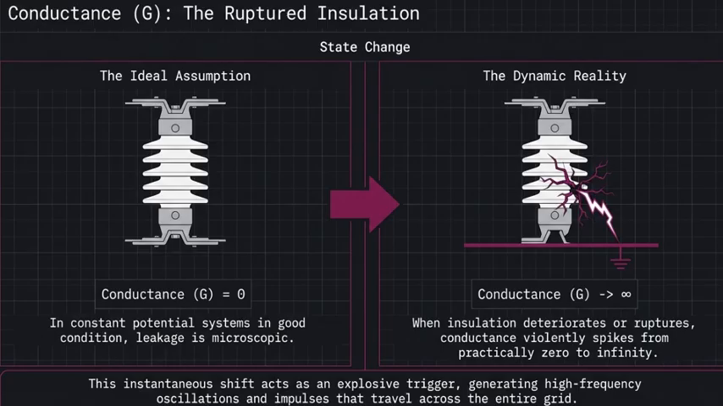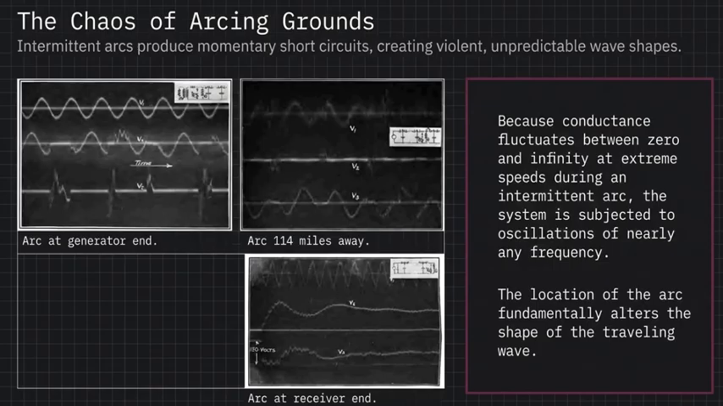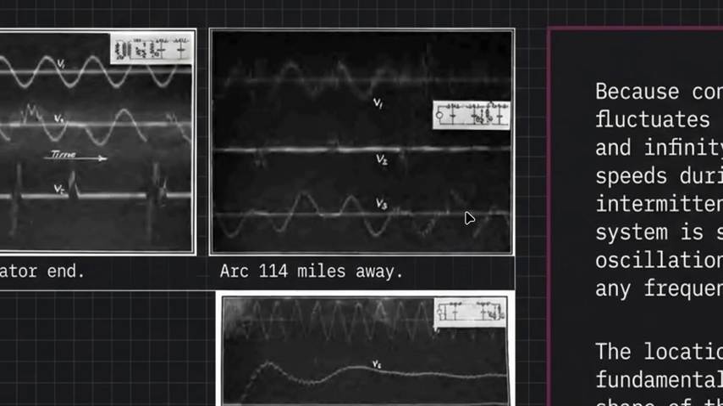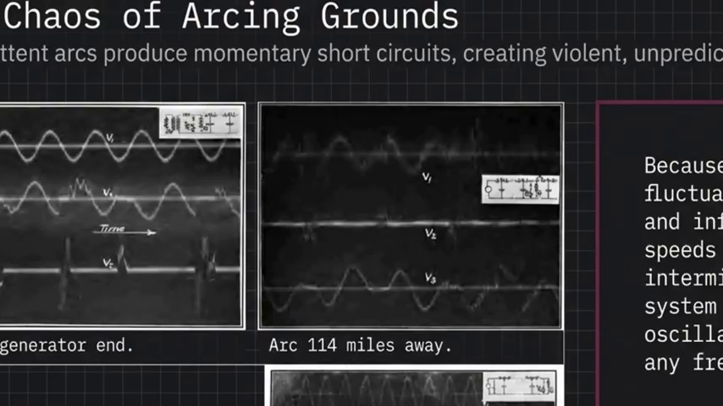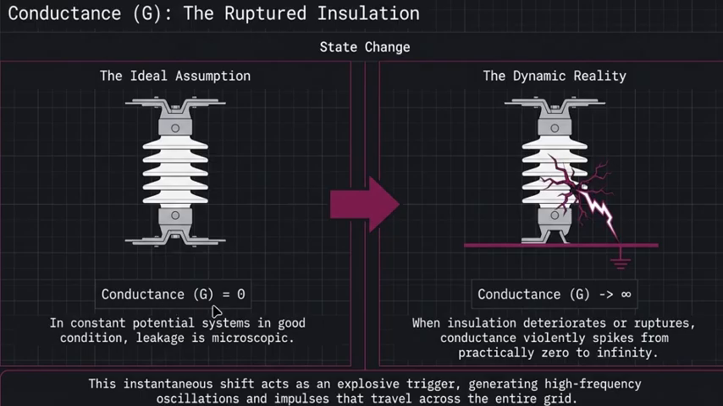These momentary short circuits are prolific sources of electrical transients. Yeah, they give rise to violent oscillations that produce high-frequency waves. It is exactly like dropping a massive boulder into a calm pond. The ripples just violently crash into every other connected piece of equipment on the grid. Which perfectly transitions us to the final variable, condensance or capacitance, which is essentially the circuit's ability to store electrical charge in the space around the wires.